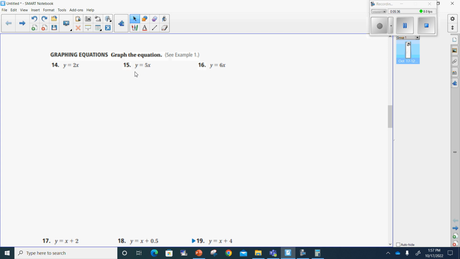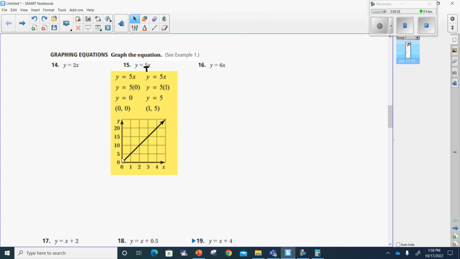It says graph the equation. If I graph this, first I have to remember this is y equals 5x. That means this is really going to be 5 over 1. It means it goes up 5 and over 1. So on my graph, I'll show it going up 5 and over 1. They're trying to show here that when x is 0, then you get 0, 0. And that's true, because when x is 0, y will be 0. Over here, when x is 1, 5 times 1 is 5. So when x is 1, y will be 5.